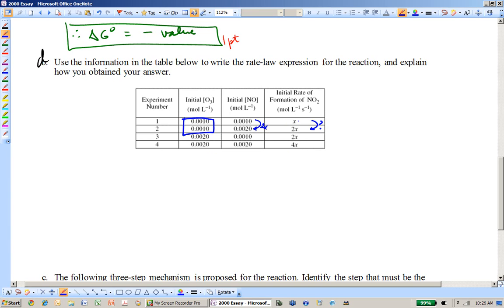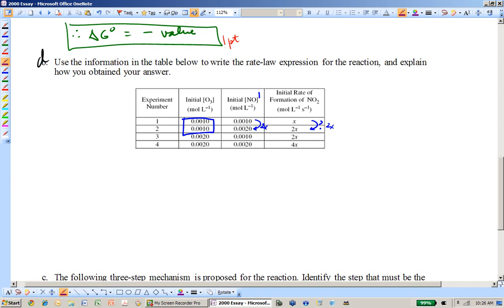Well, the rate wasn't given to me in numbers, it was given to me in variables, but they called experiment 1's rate x, they called experiment 2's rate 2x, so what that means is there's a direct relationship here. So if I double the concentration of NO, the rate doubles. Well, that's what we call first order, and so that means that I have an exponent of 1 on the concentration of NO in the rate law. So same song, second verse.